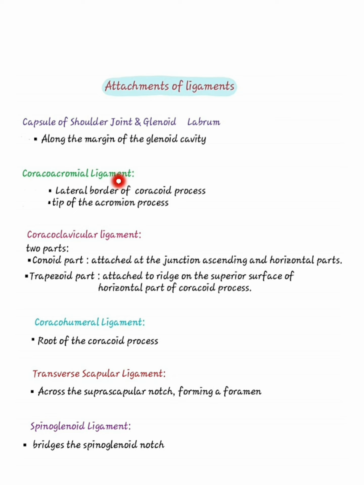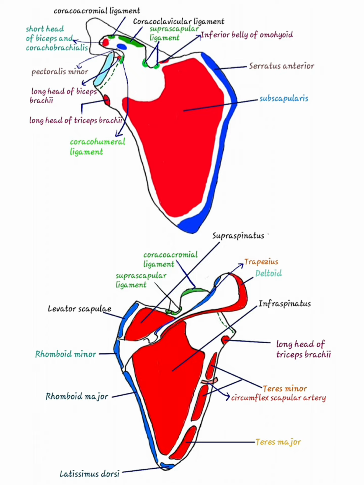Coracoacromial ligament: from the lateral border of coracoid process to the tip of acromion process. You can see coracoacromial ligament, lateral border of coracoid process, tip of acromial process.